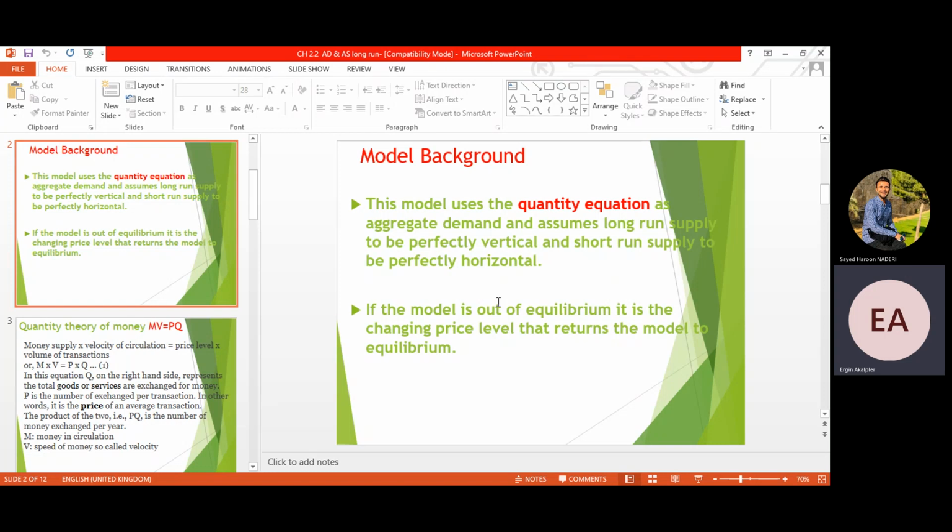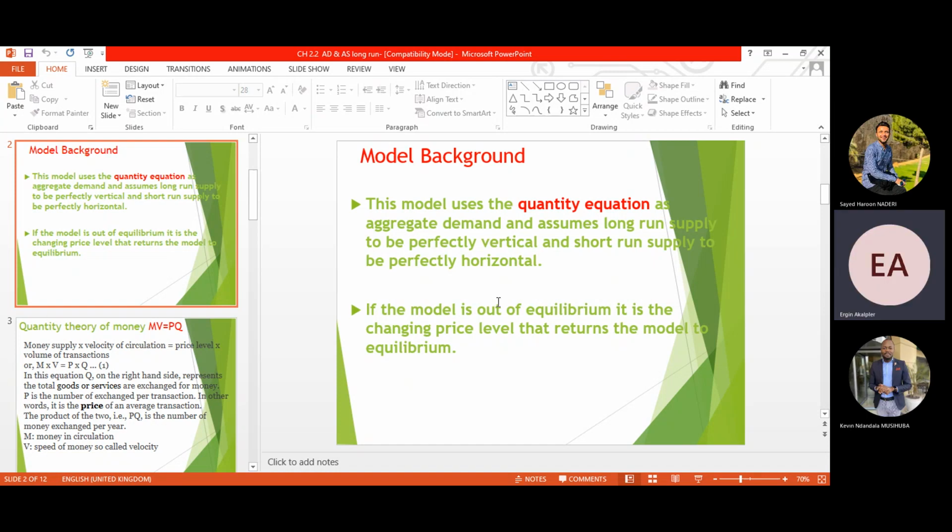In the long run, as I said to you, the aggregate supply is not affected because it is a vertical line. When the price is changed, it is not affecting the quantity. If the model is out of equilibrium, it is the change in price level that returns the model to equilibrium.